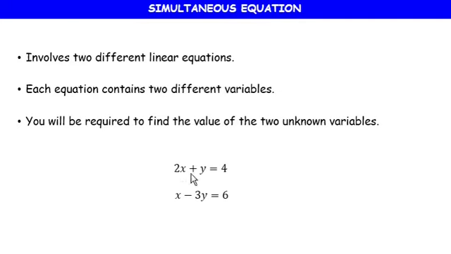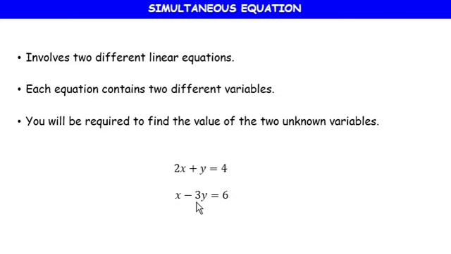right? So for instance, we have 2x plus y is equal to 4. This becomes a linear equation in two variables. You also have another equation, x minus 3y is equal to 6. So for each of the two equations, you have two different variables, here x and y. Now the aim of solving simultaneous equations is to find the value of the two unknown variables, just as with linear equations the purpose is to find the value of that one unknown variable.